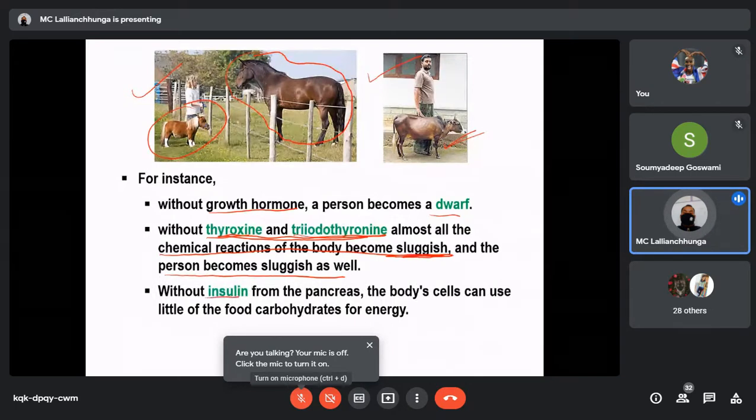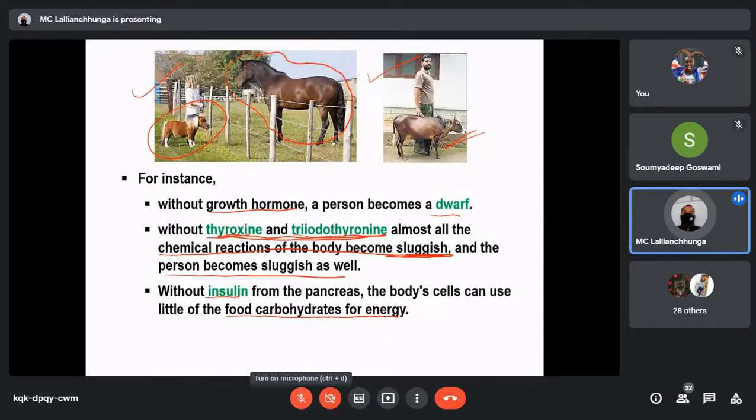Another one: without insulin from the pancreas, the body cells can use little of food carbohydrates for energy. We all know very well what diabetes mellitus is. We call it a lifestyle disease also. Nowadays it is a big problem in every country. Earlier, it was a problem for developed countries only, but now even in developing and underdeveloped countries this is a problem, because maybe there is insensitivity to the action of insulin. Insulin is very important for the metabolism of glucose, otherwise blood glucose will go up. Increased blood glucose for a long period of time will have so many adverse effects in our body. So blood glucose level has to be controlled, and that is possible because of the action of insulin only.